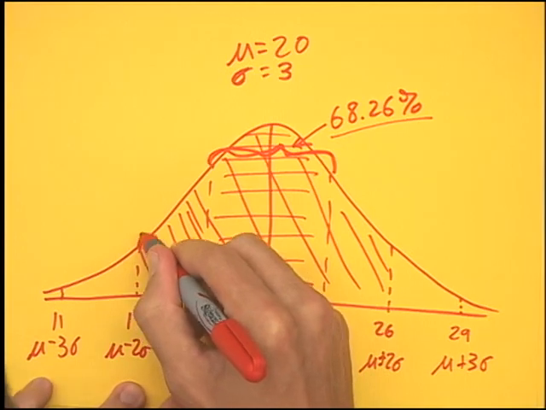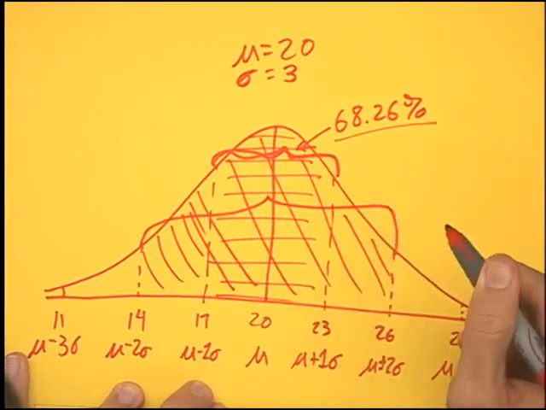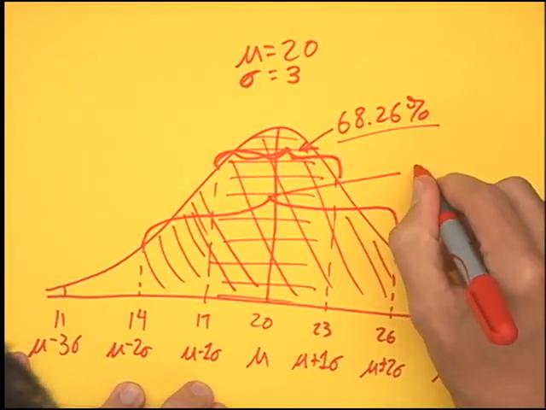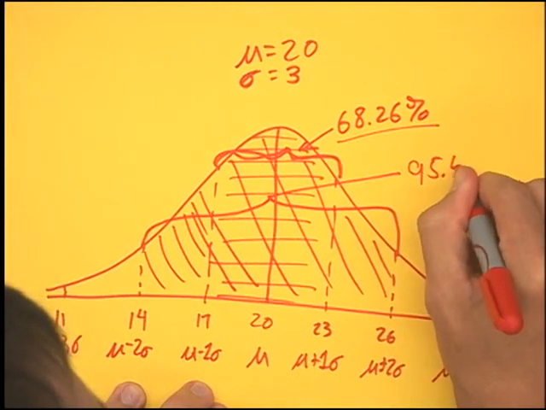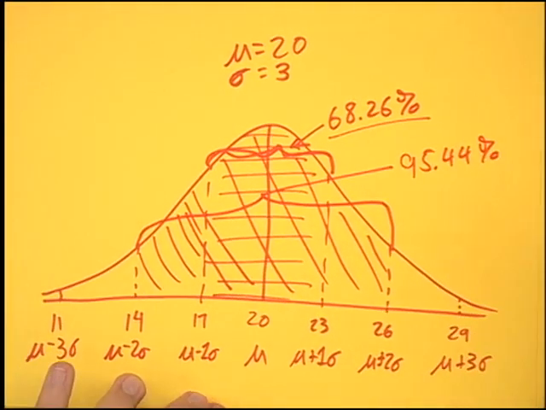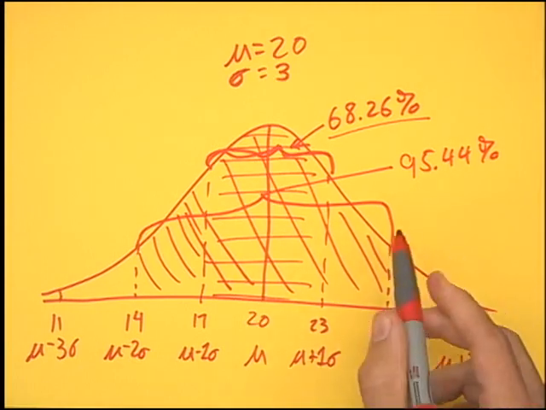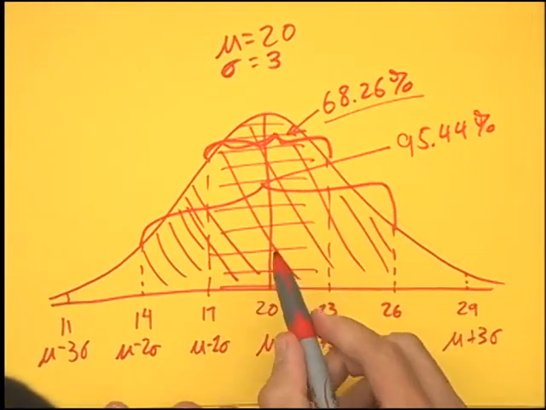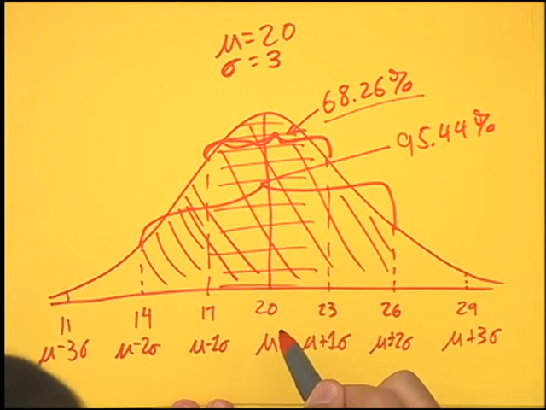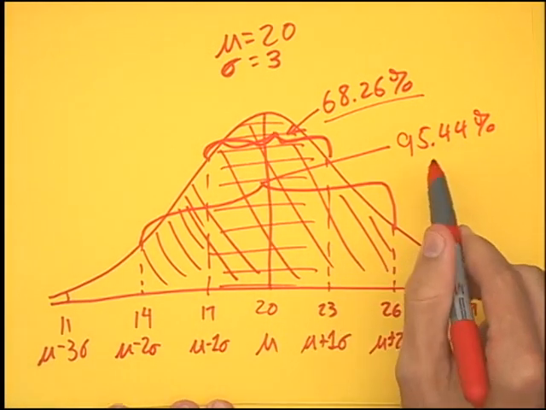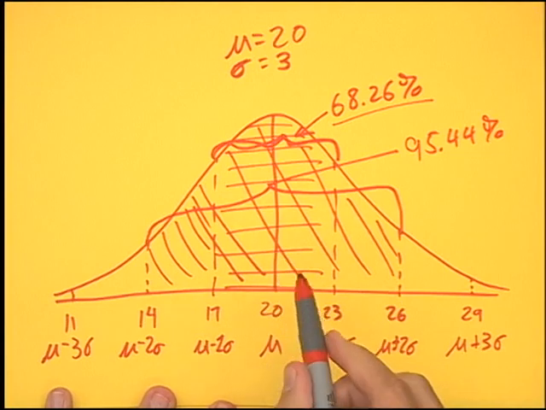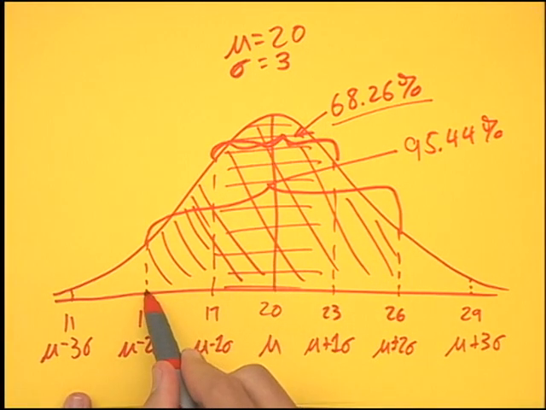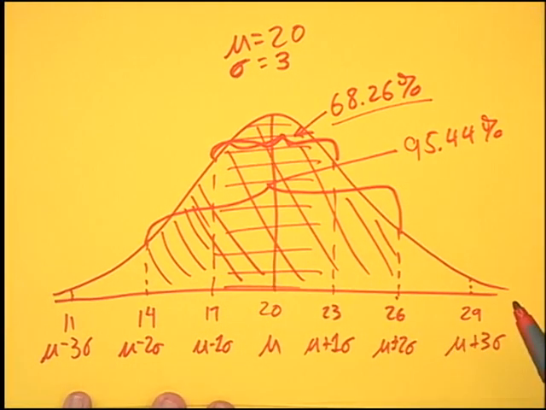What if I go from 2 standard deviations below to 2 standard deviations above? The probability of being in that range is about 95%. So in other words, this is kind of a 95% confidence interval, if you will. I know that if something is normally distributed with mean 20, 95% of the time, a random draw from that distribution is going to be somewhere between 2 standard deviations below and 2 standard deviations above. Or in other words, between 14 and 26.